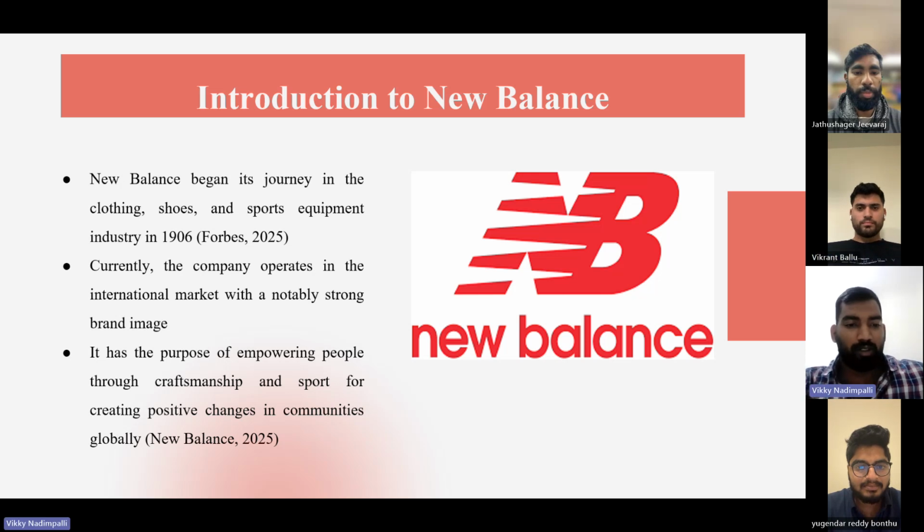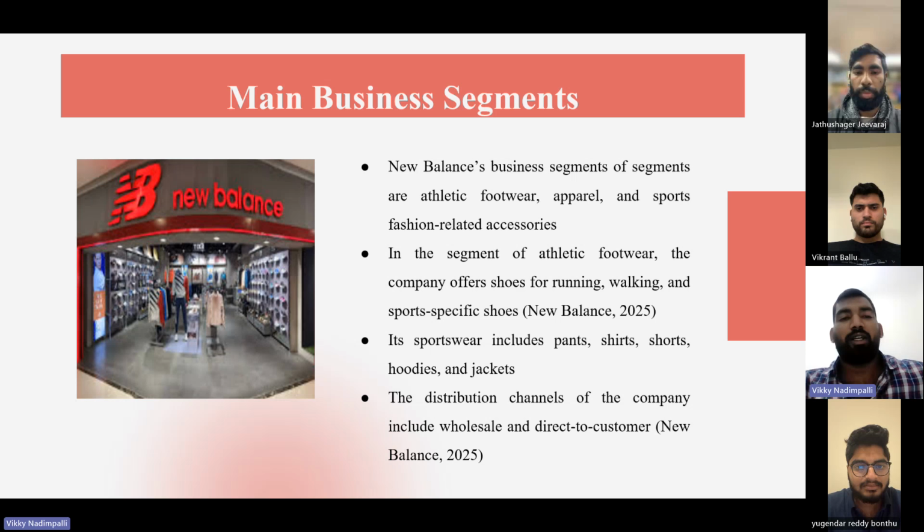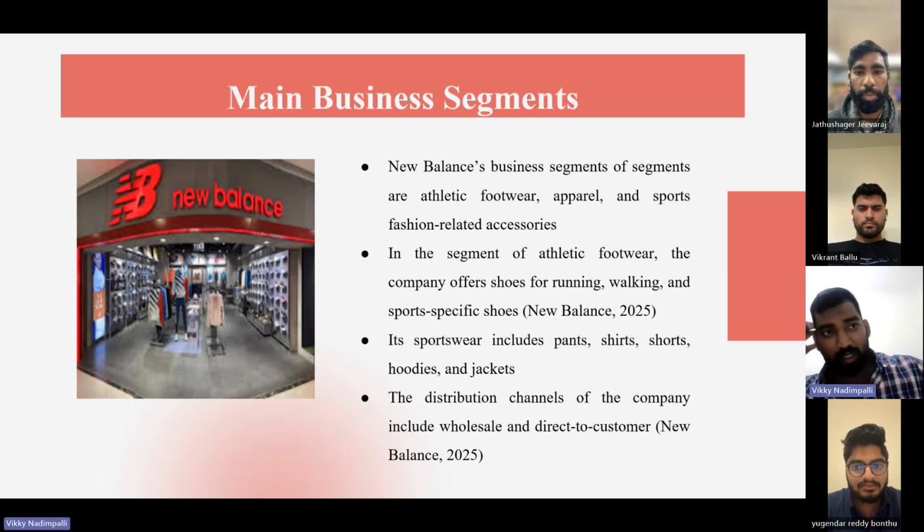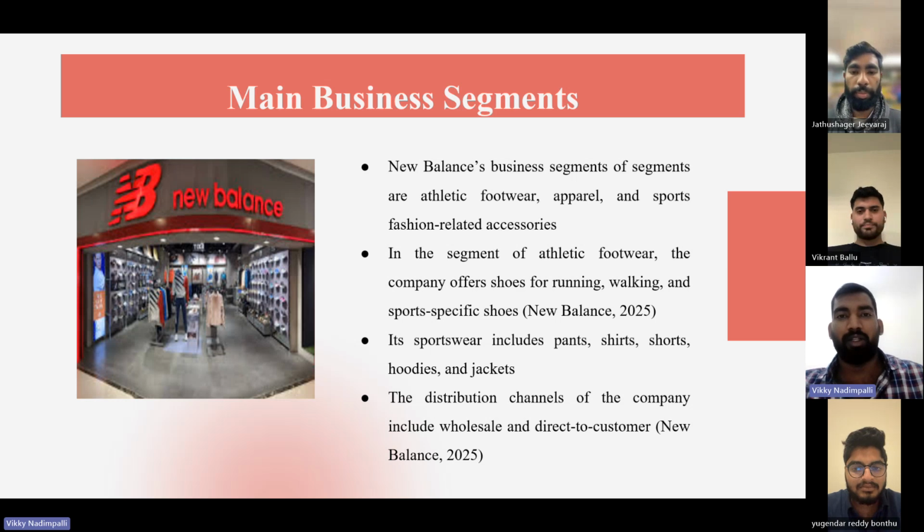Coming to the second slide of New Balance, in this slide the business segments of the organization are elaborated. Athletic shoes, clothing, and accessories connected to sport and fashion comprise New Balance's business segments. Its sportswear includes pants, shirts, shoes, hoodies, and jackets, etc. The company sells both directly to customers, through some outlets of its own, and through third party companies in their shopping malls.